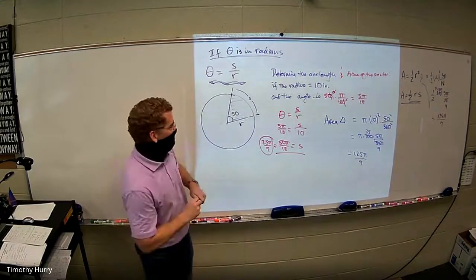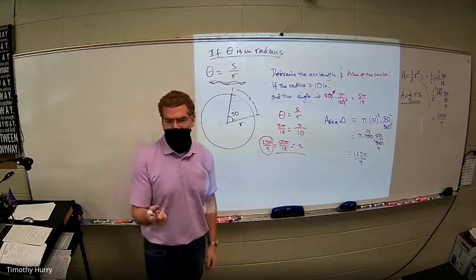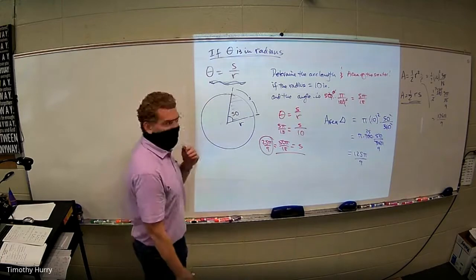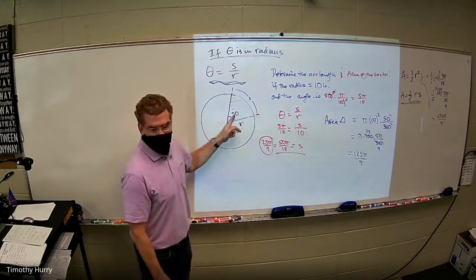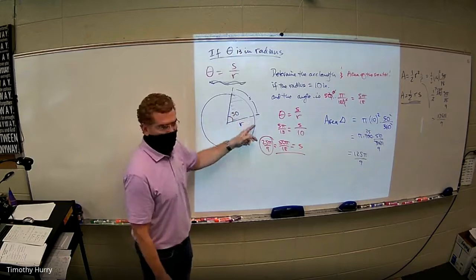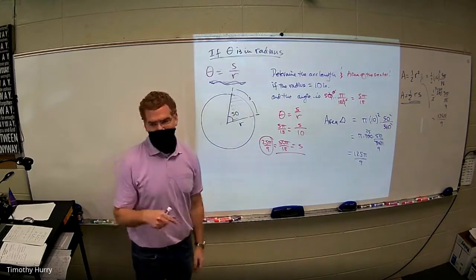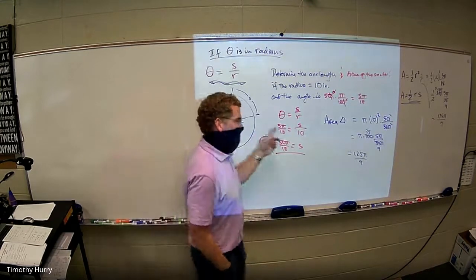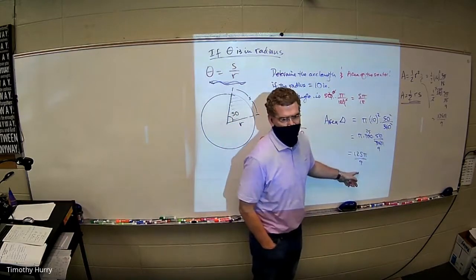But if I ever ask you for an area of a sector, please be careful. Also, sometimes I trick you up on a question, and I'll say, hey, if you cut out a piece of pie that had a 50-degree angle and a radius of 10, what is the area of the pie left? And I always have people that say, oh, the area of the pie left is 125 pi over 9. But what did they just find? The area of the pie that I cut out.